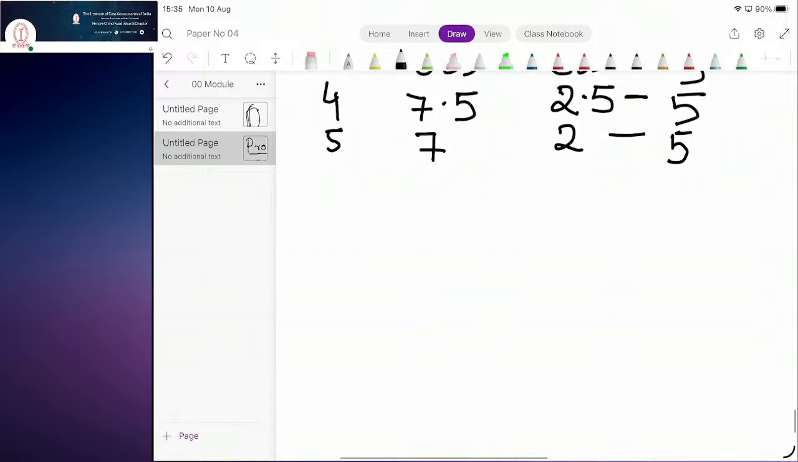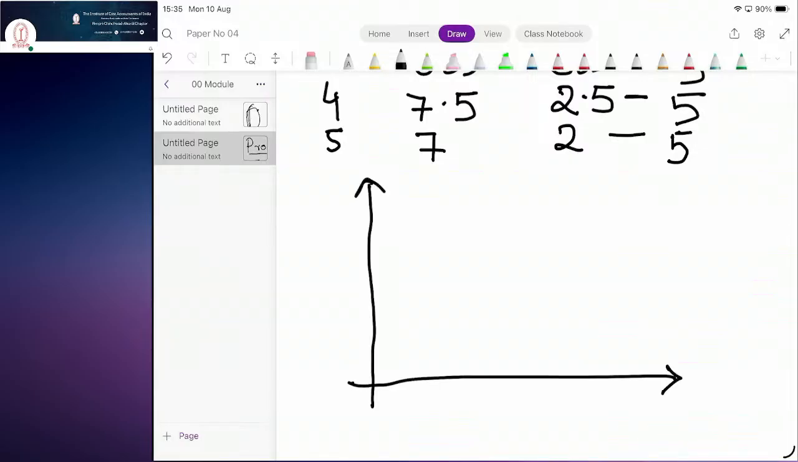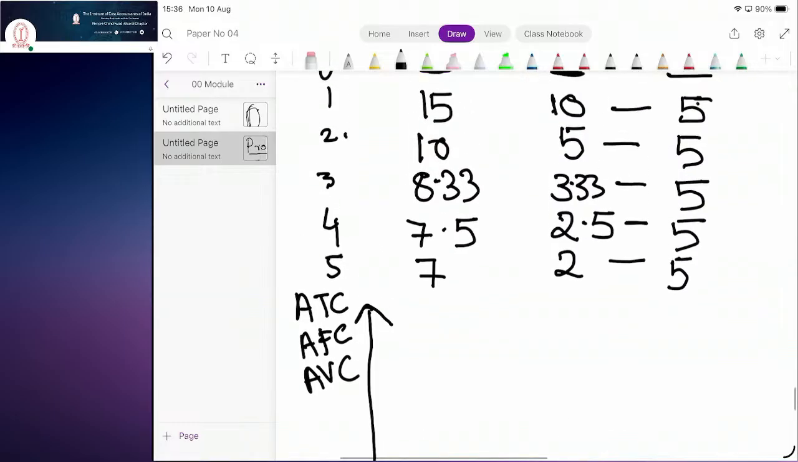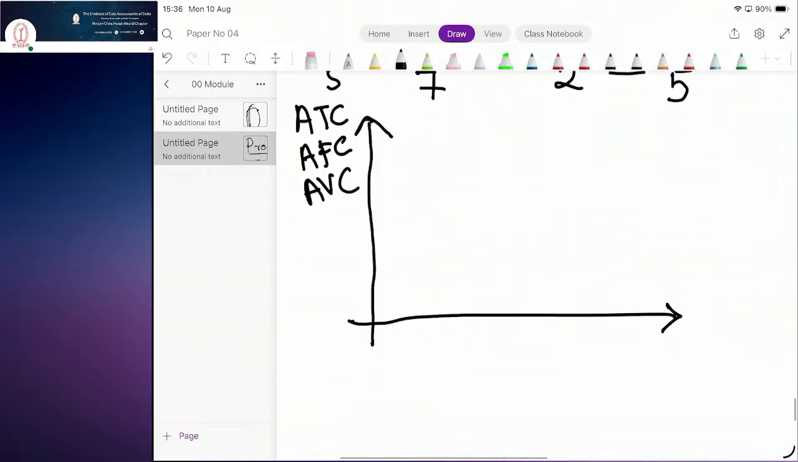The last activity for the day. Come on, quickly plot these three graphs on one diagram: ATC, AFC, AVC. The easiest one is AVC first. Plot AVC. For 0 you cannot do anything, so there's no value here for 0. 1, 2, 3, 4, 5. Plot AVC.